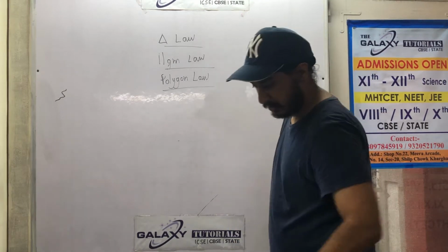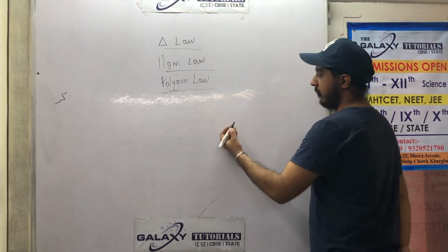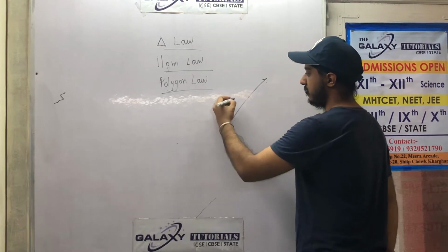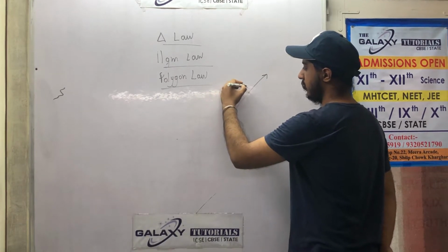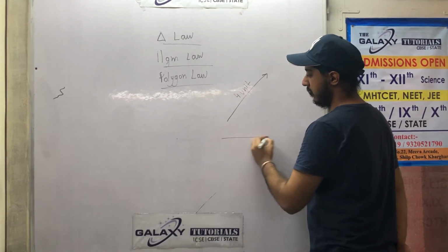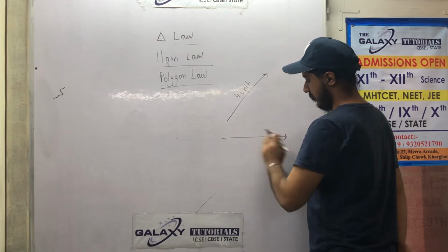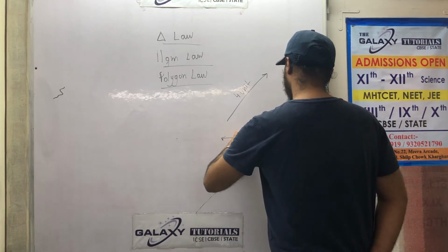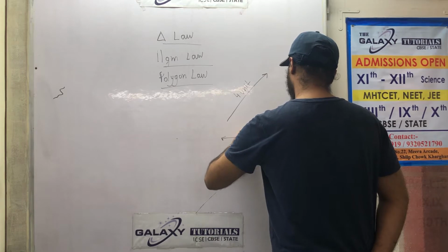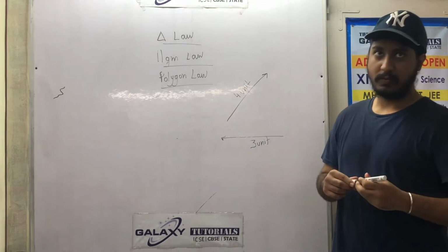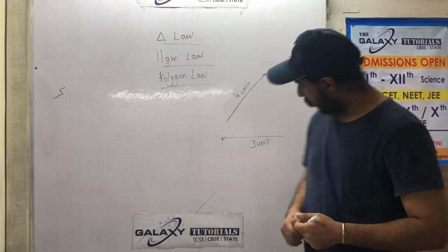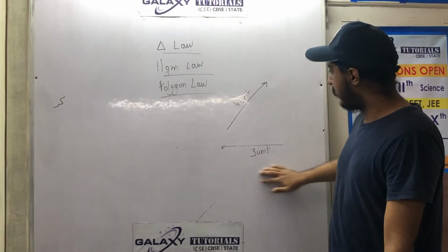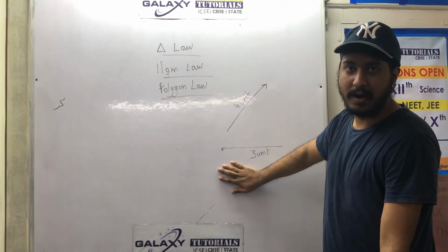In this case, what we are going to talk about is when two vectors are in different directions. I will assume one vector is like this, let us say it is 4 units, and one vector is like this, in whichever direction, and this is say 3 units. Okay, so now in this case, as you can see, these two vectors are in different directions. This vector is in this direction and this vector is in this direction. So how will you add in this case?